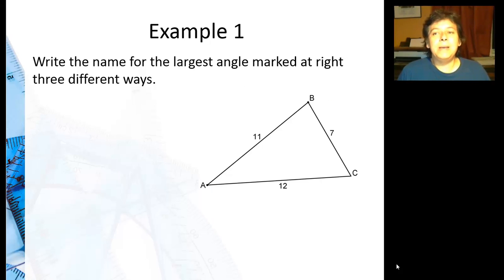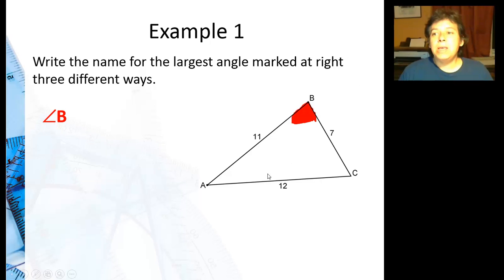So in this example, we're going to write the name for the largest angle in the triangle 3 different ways. Well, which angle is the largest? We're going to learn later how to tell for sure, but right now you can probably guess that B is the largest angle. So, as I said, I called it angle B. That is one of the names.